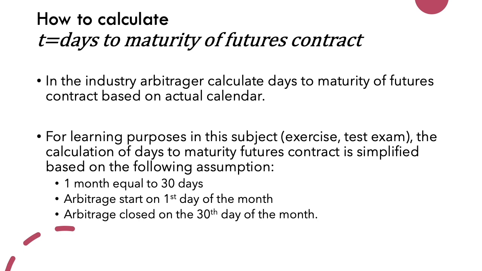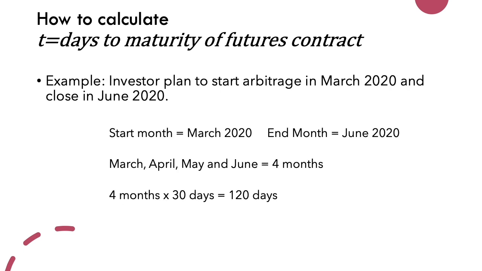For learning purposes of this subject, which is for exercise, tutorial, test, and exam, the calculation of days to maturity of the futures contract is simplified based on the following assumption. So we assume 1 month equals 30 days, and then we assume arbitrage starts on the first day of the month, and arbitrage closes on the 30th day of the month.